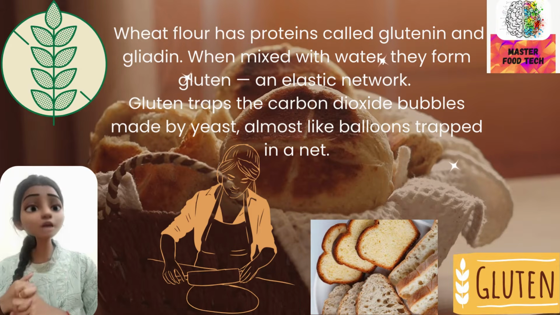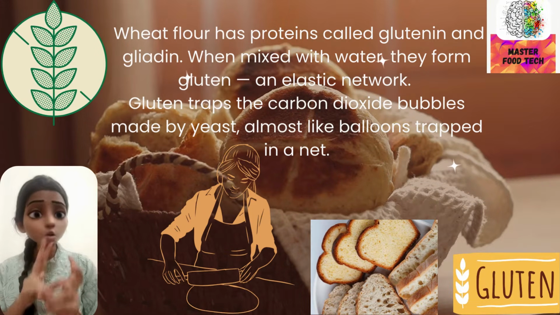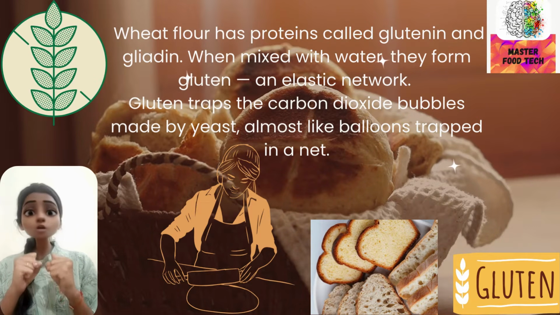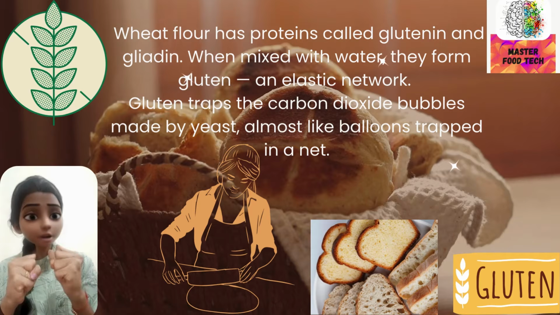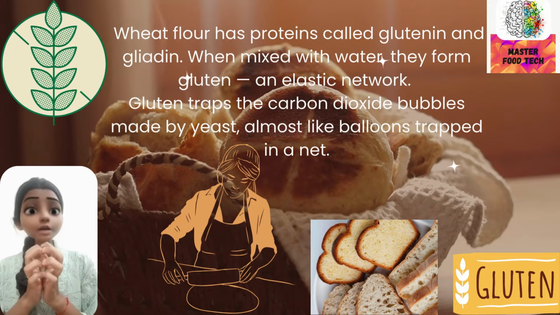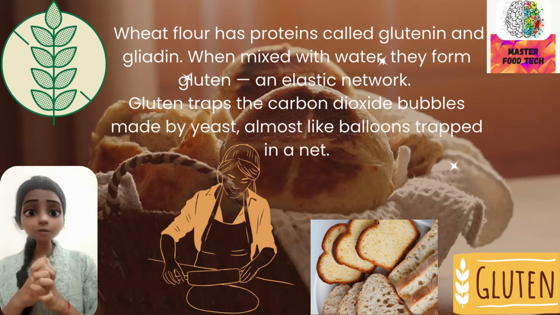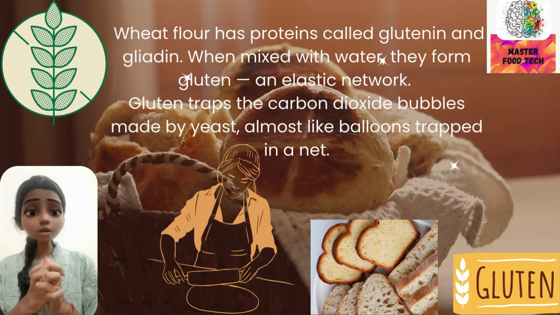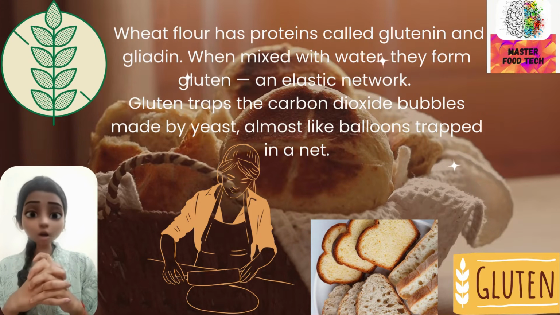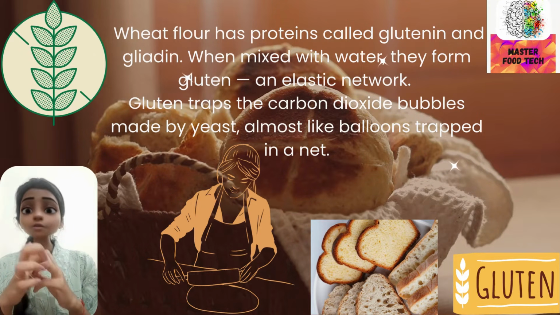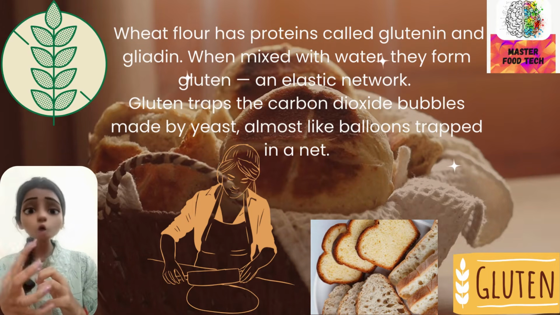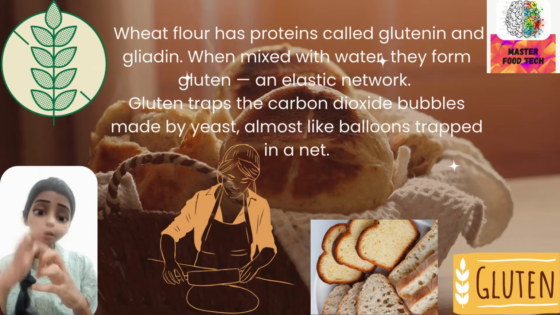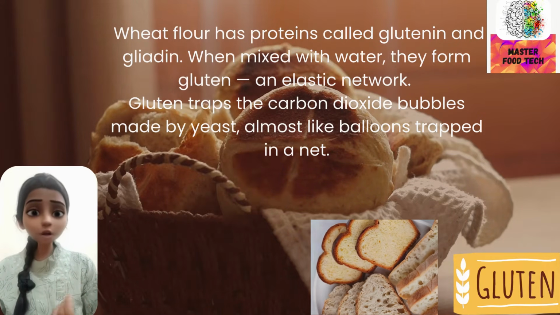Before this, what we have to understand is wheat flour contains two kinds of protein. One is glutenin and another is gliadin. So as soon as this glutenin and gliadin mixes with water, it forms gluten. Gluten is an elastic network. What does this gluten do? This gluten traps the carbon dioxide made by the yeast, almost like balloons trapped in a net. So this is gluten, and inside, carbon dioxide is trapped.